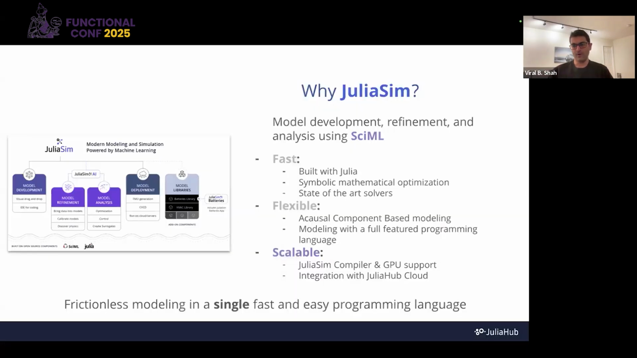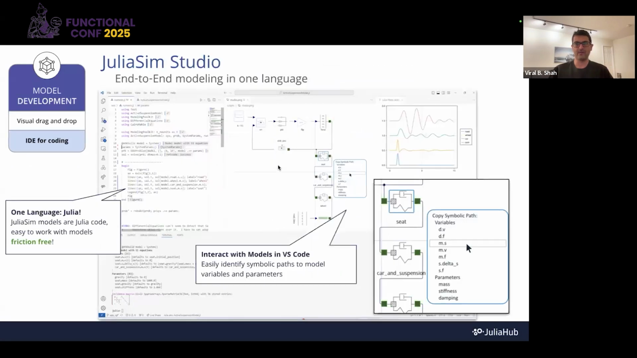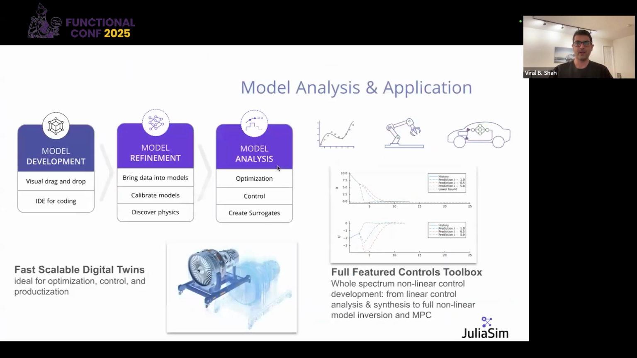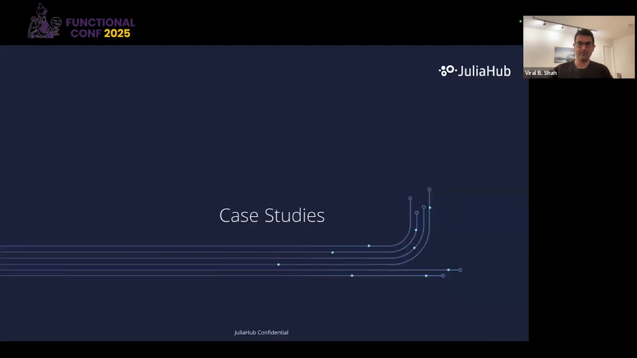All right, so I spoke about why JuliaSim. What I'd like to do is talk about a few of the customer use cases. These are some of the pictures and schematics of the models and what the diagramming system, the visual programming, looks like, but I don't have time to cover a lot of that. I will say that if you are in a company using technologies of this nature, we have a consulting services team that will help you make all this happen. But let me share a few case studies with you.